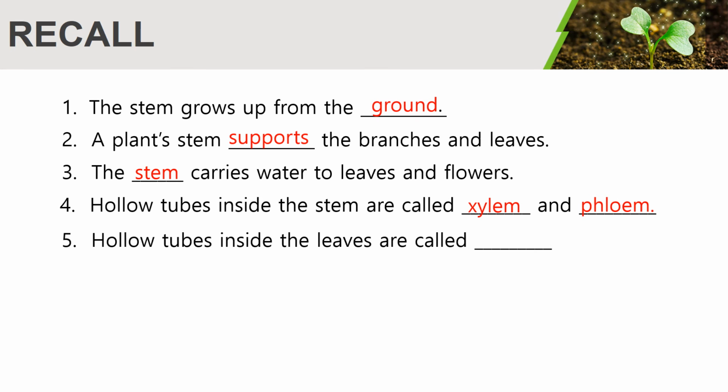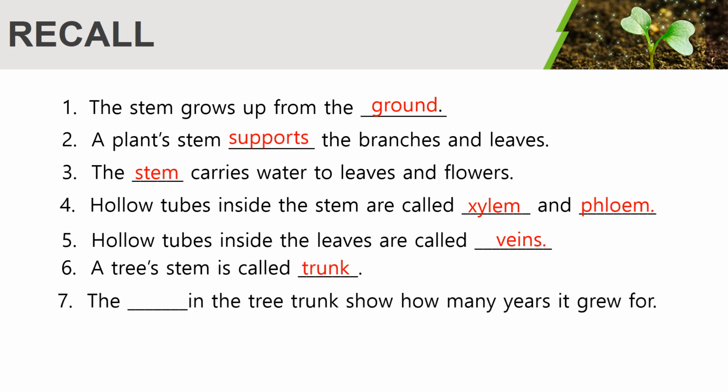Hollow tubes inside the leaves are called veins. A tree's stem is called trunk. The rings in the tree trunk show how many years it grew for.